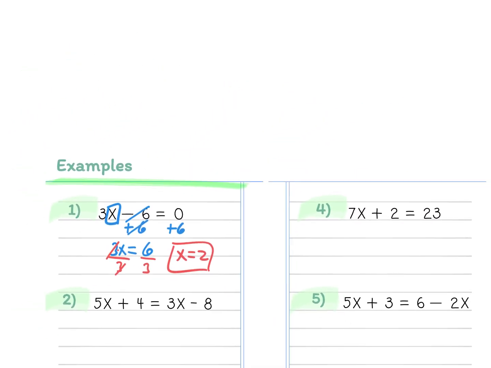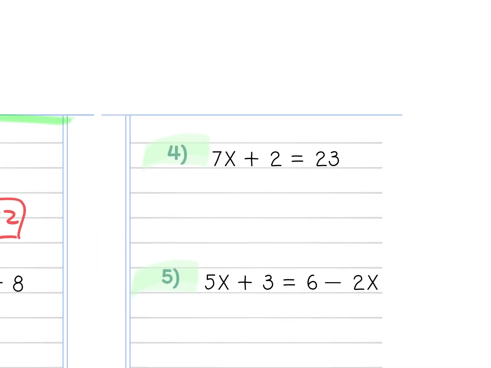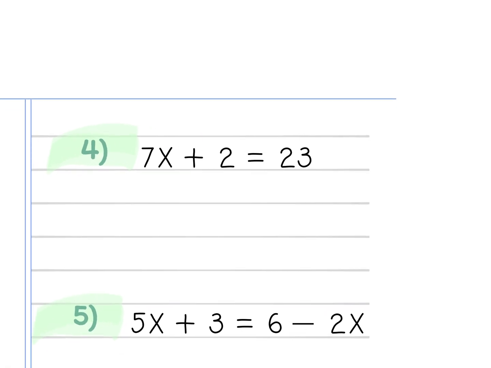Let's try number 4 next. I'll go left to right, so even though they're not in numerical order, I'll still do it from left to right. It shouldn't be any more difficult. So again, when you're looking at something like number 4, 7x plus 2 equals 23, we want to undo this equation to get the x by itself.